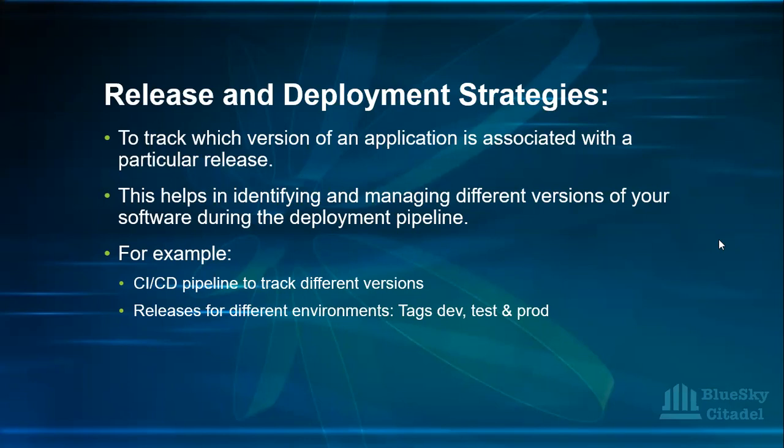For example, you've got multiple versions, so you can use a tag to show you which version you want to look at. So, for example, you might have a release of version 1.1 or 1.2, and then it helps you to easily identify the different releases in your deployment pipeline.